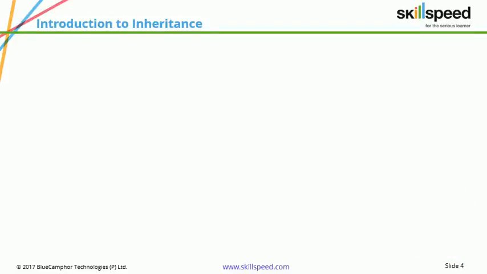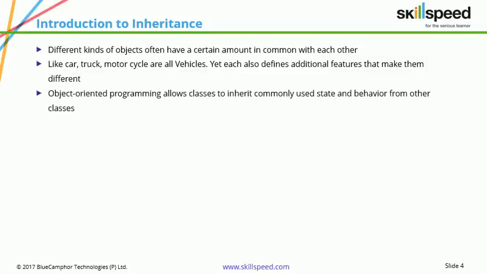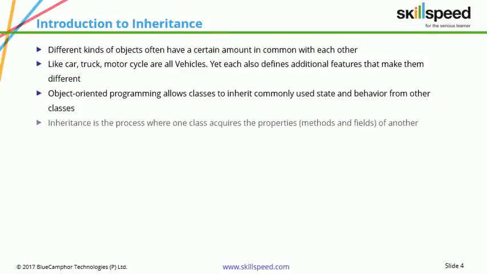Let us look at the basic introduction to the inheritance concept. Different kinds of objects often have a certain amount in common with each other, like car, truck, motorcycle. These are all vehicles, yet each also defines additional features that make them different from the others. In object-oriented programming, classes are allowed to inherit commonly used state and behavior from other classes.